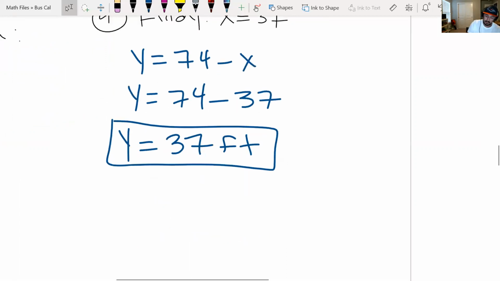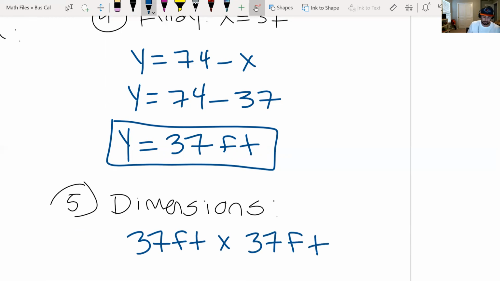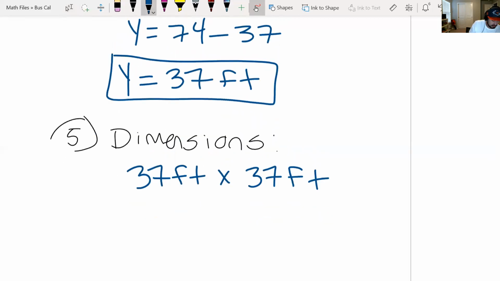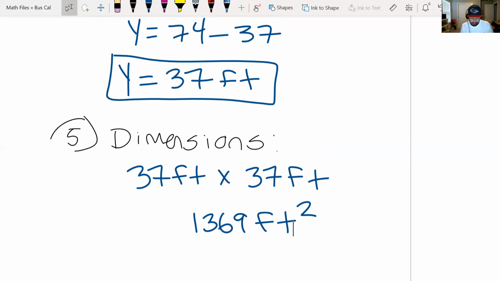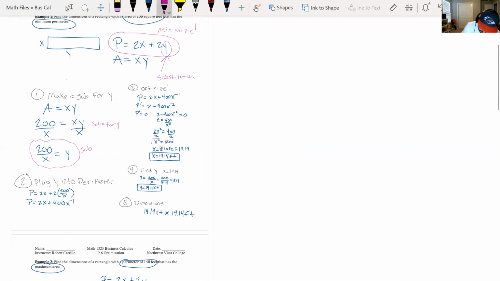Okay, and step 5 wants dimensions. So in order to maximize our area, we must be 37 feet by 37 feet. There you go. Or if you just wanted to know that area, you would do 37 times 37. And the area that we want would be 1,369 square feet, just in case it asks.